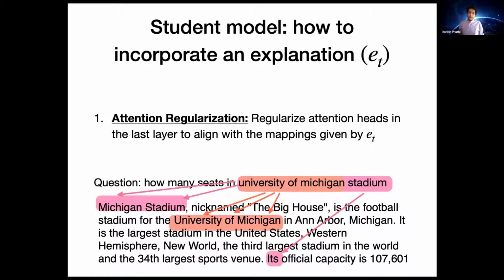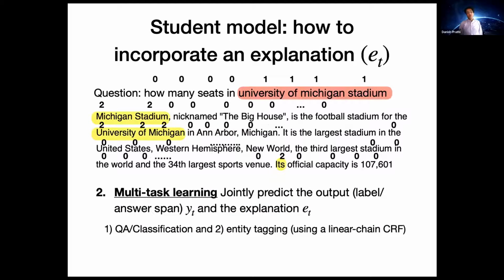Same for QA, you can have attention heads from the question aligned to the references in the passage. And you could also do multitask learning here, where the first task is QA, or classification in the previous case, and the second task is entity tagging, identifying the salient entities and their references and so on. Okay, so these are just some methods that you could use to incorporate explanations, and you could try different methods as well. This is just trying to estimate how well you can use the information.